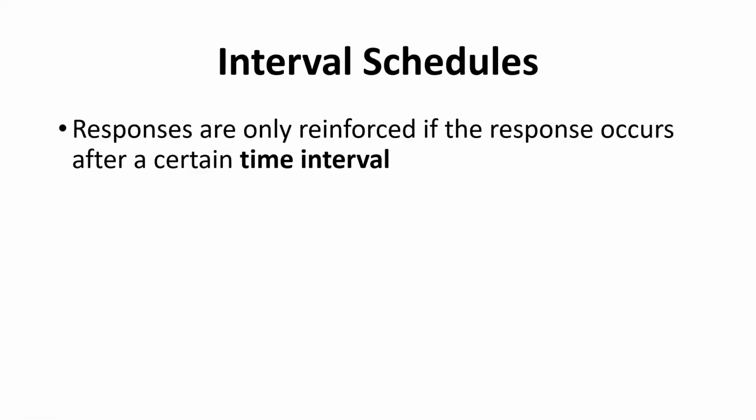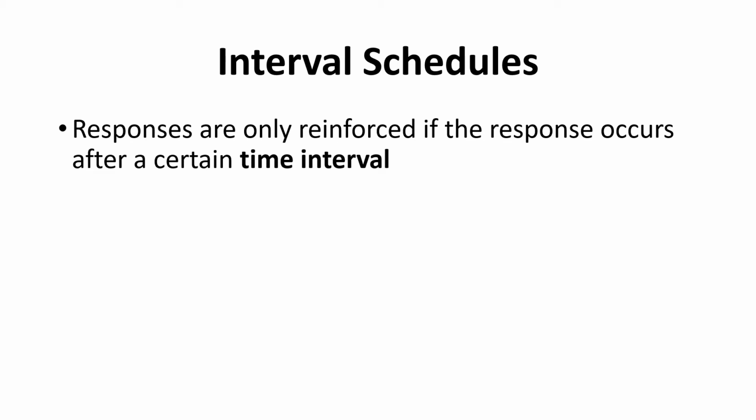Okay, so those are our ratio schedules. Now let's talk about the second type of schedule, and these are our interval schedules. So now instead of caring about how many responses are given, we're going to focus on how much time has passed, an interval of time. So for both of our types of interval schedules, our responses are only going to be reinforced if the response occurs after a certain time interval.